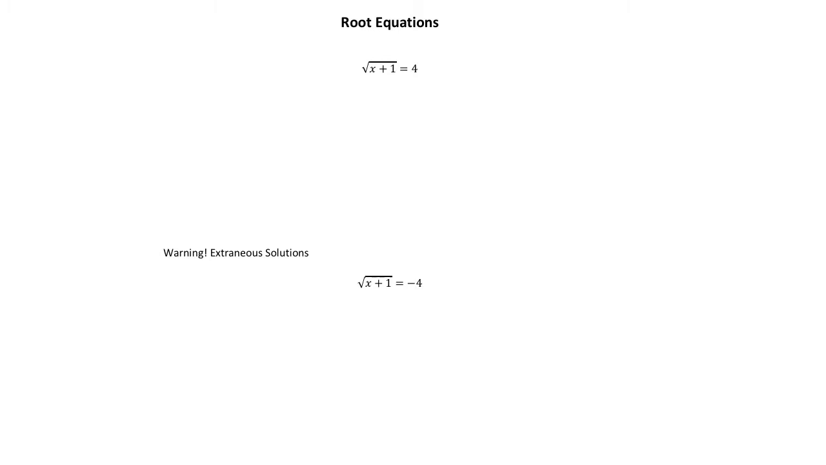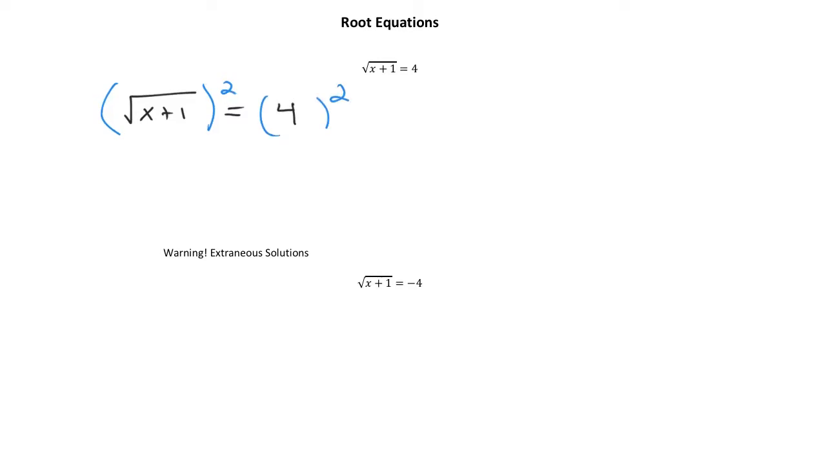What we're going to do is, to undo a square root, you can square, and I'm going to square both sides of this equation. So let me copy this down again. I have the square root of x plus 1 is equal to 4, and I'm going to square both sides.